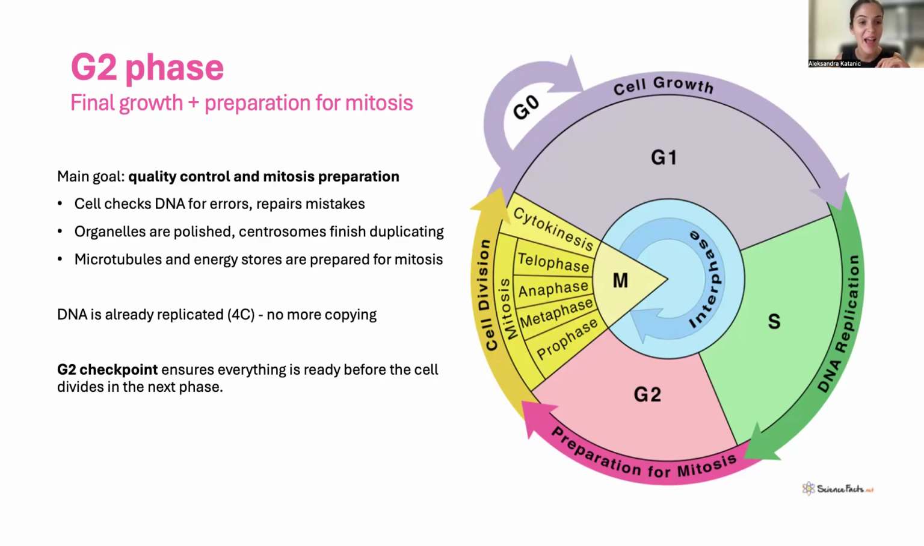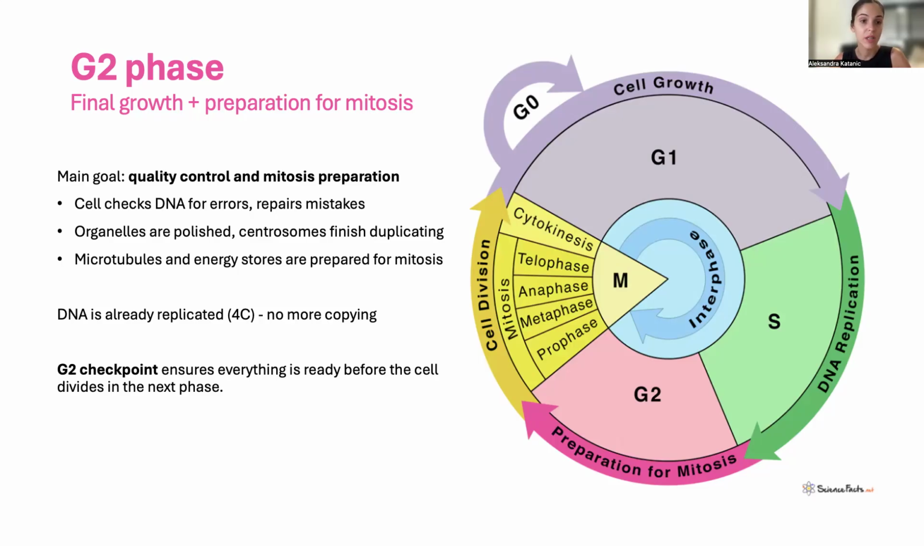In the G2 phase, this is final growth and preparation. The main goal here is quality control. Make sure that we've duplicated efficiently in S phase so that we have the all clear to do mitosis and cell division. During this process, the cell checks for DNA errors and repairs any mistakes that may have been made. Organelles are polished and the centrosomes finish duplicating. Microtubules and energy stores are prepared for mitosis, as we said.